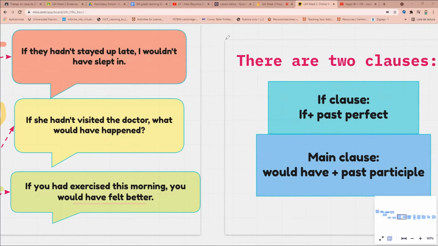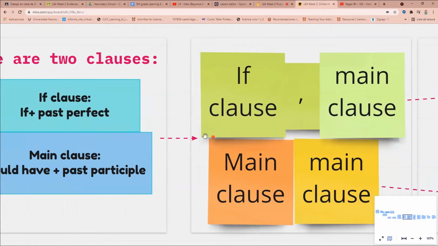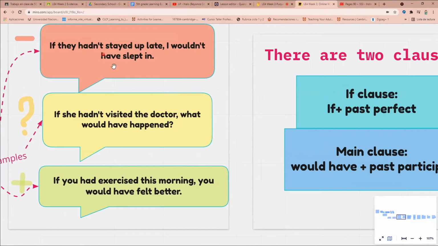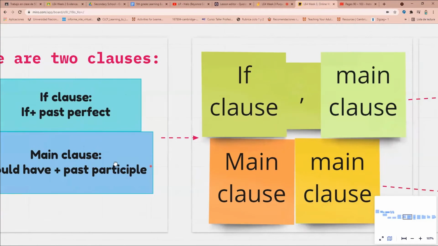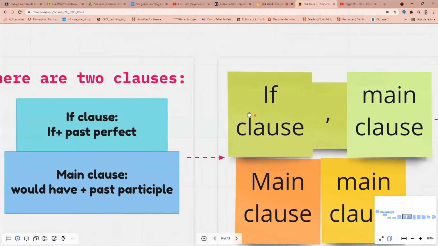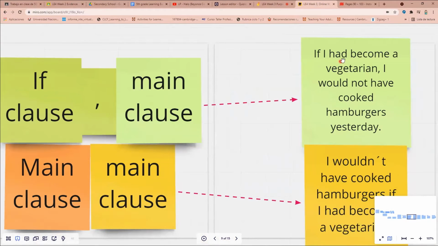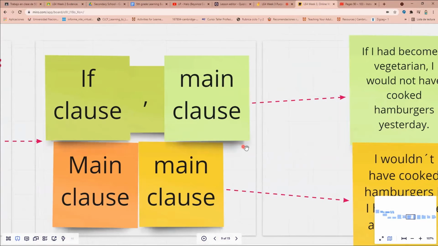So if you see, we have two formats. We can do this in two ways. Let's see how it works. For example, the if clause comes first, we add a comma, like this. If I had become a vegetarian, I would not have cooked hamburgers yesterday. So we add a comma if we use this order.